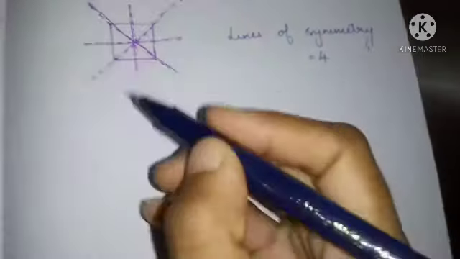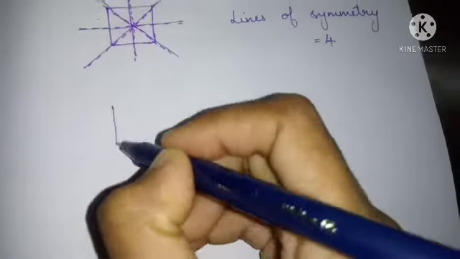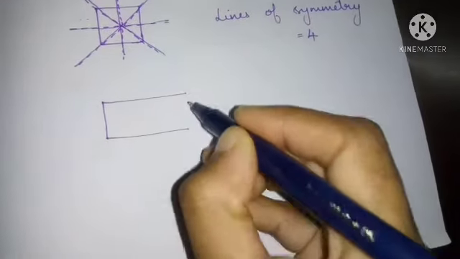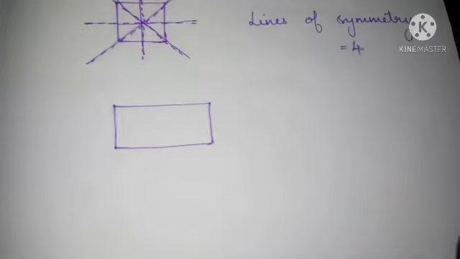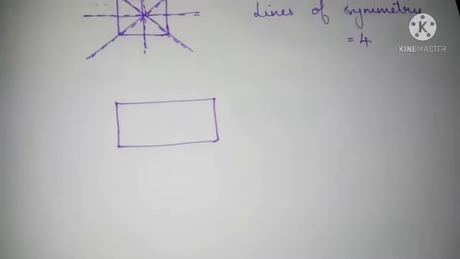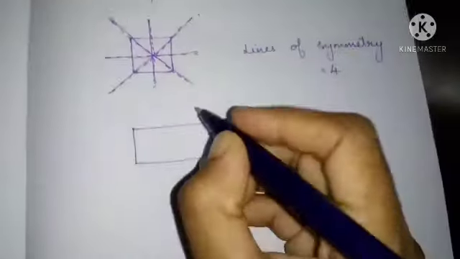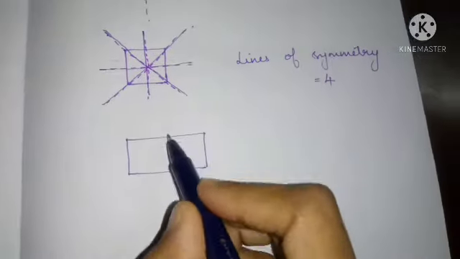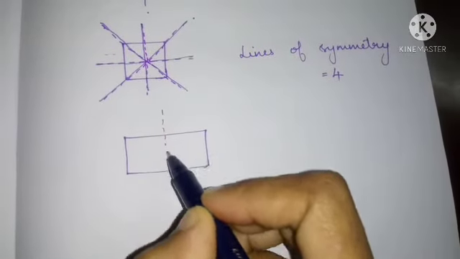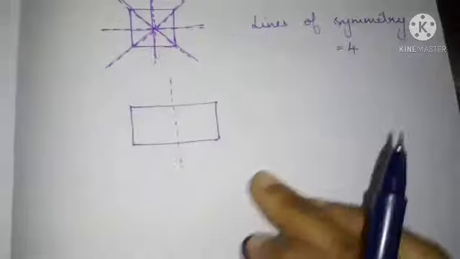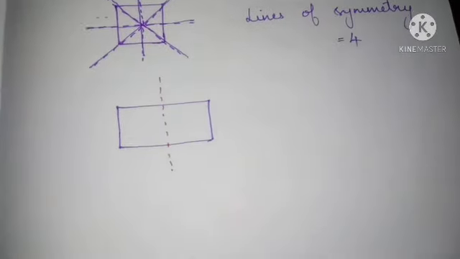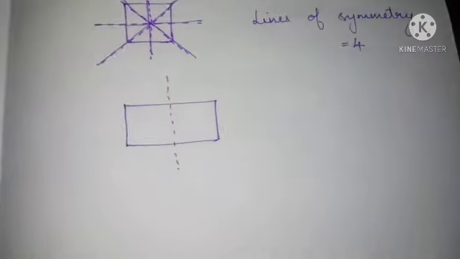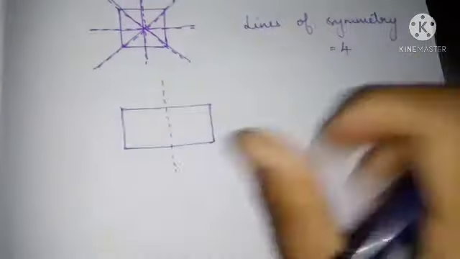Now I am going to draw a rectangle. You know rectangle, right? Opposite sides are equal. For this rectangle, how many lines of symmetry can you draw? Check it. First one line. One line I have drawn. So this side and this side are equally balanced. This is the mirror image of that side. This is one line of symmetry.